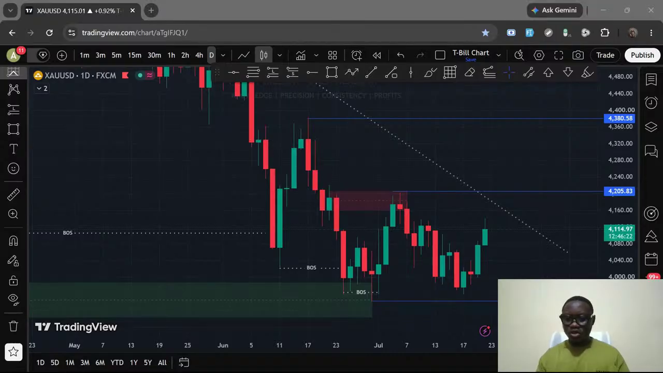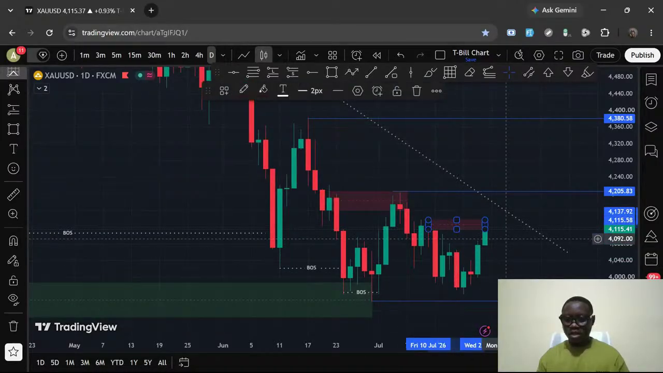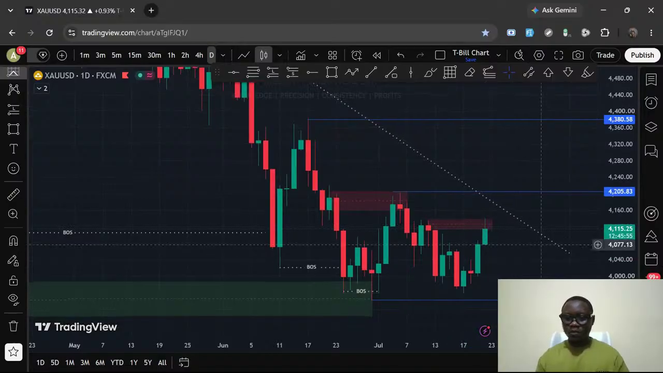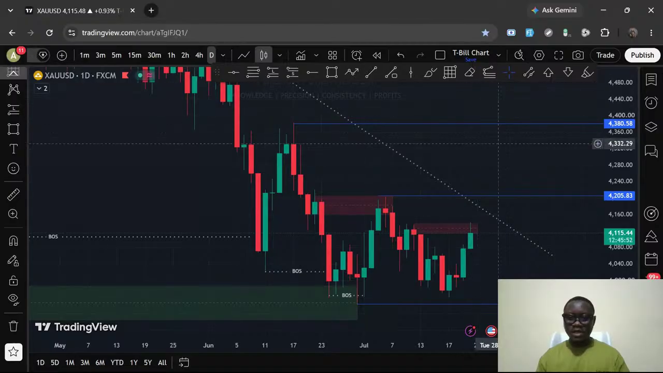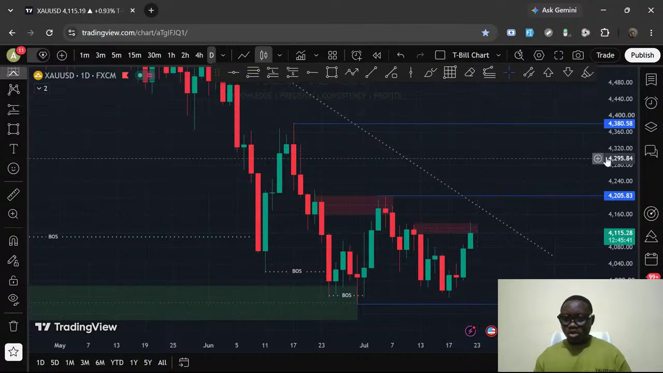Looking at this structure, you can see that price is currently reacting at this order block right here. We got a break of structure right here, and this is the order block that leads to this break of structure to the downside, and that is where price is currently reacting, on the daily time frame. So we have marked out this zone. What else was pending? We have our zones marked out.